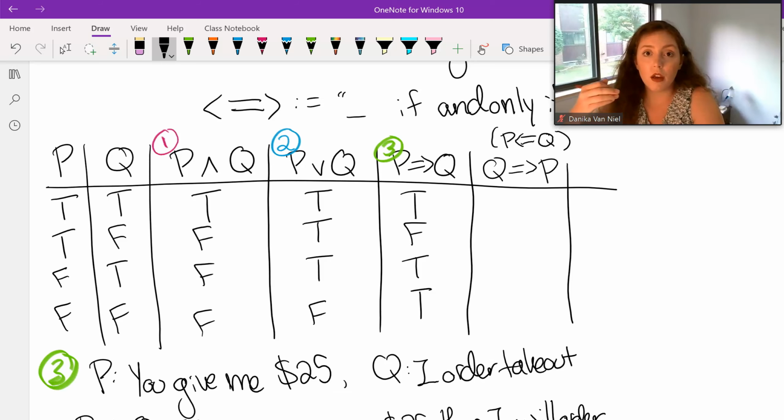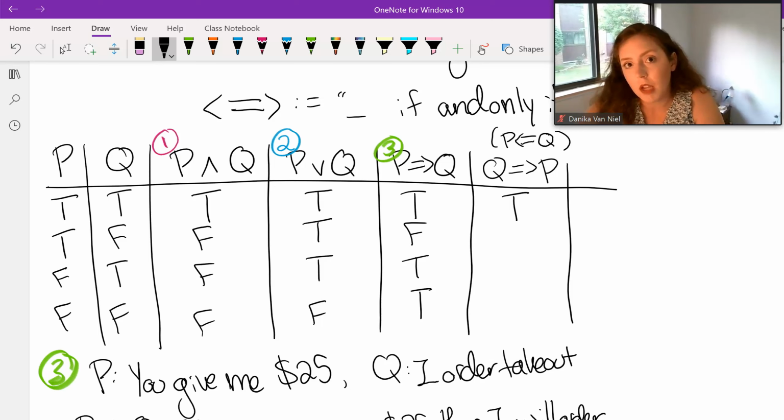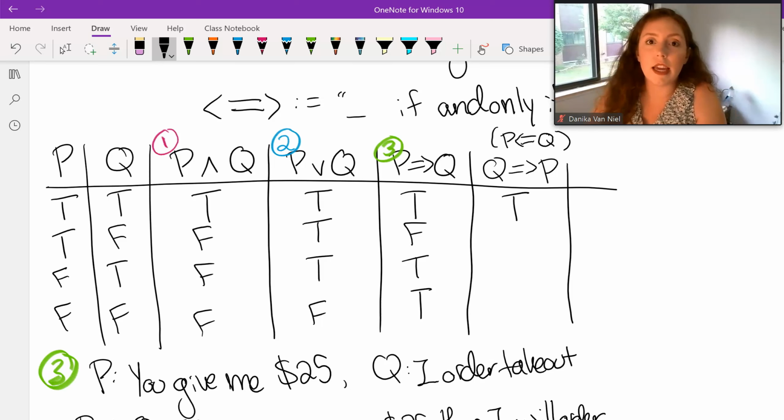If I order takeout, then you'll give me $25, okay? So I say that statement is true if I do buy takeout and you do give me $25. That's this first scenario, so that's true. In the second scenario, I don't buy takeout, but you still give me $25. Okay, well, just like I said before, that's vacuously true. Maybe the $25 has nothing to do with the takeout. Maybe I didn't even order takeout for you. I don't know.